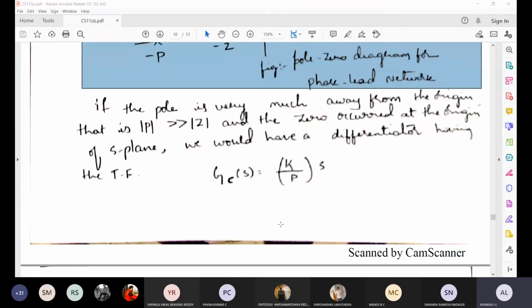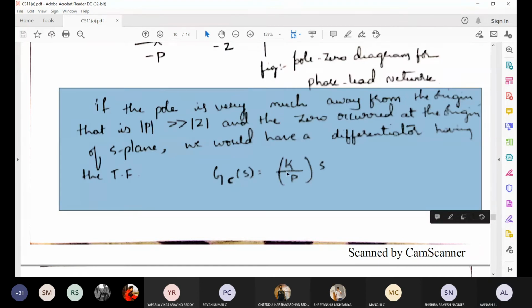Next we'll see what happens if the pole is very much away from the origin, that is when P is very much greater than Z. Then the zero occurs at the origin of the S plane. So we would have the differentiator with the transfer function GC of S equal to K divided by P to the power of S.